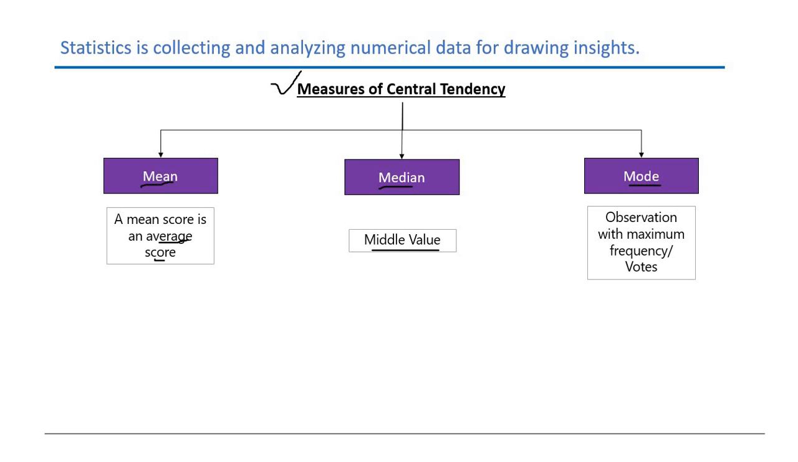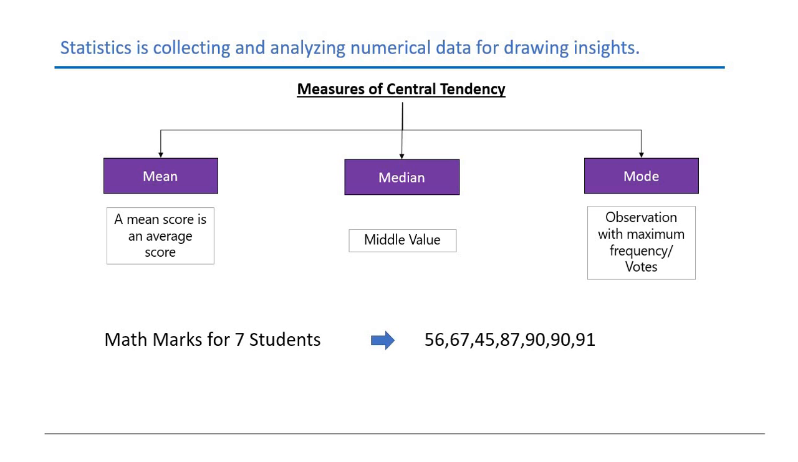times. So let's suppose that these are the marks in mathematics for 7 students, 56, 67, and so on. In case you want to find the mean, the value would be the total of all of these observations divided by the number of observations, which is 7.